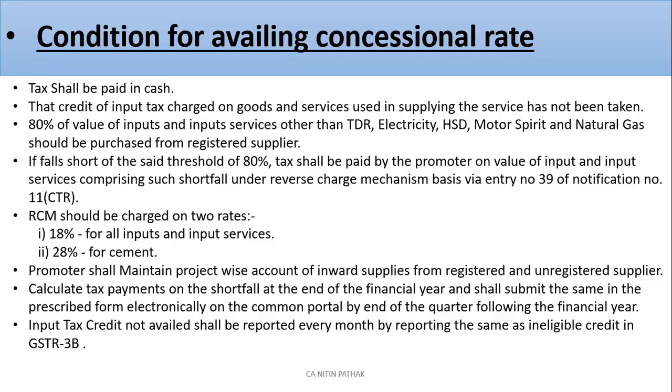Whatever the 80% computation is for the financial year ending 31 March, you have to do it, and in quarter 1 of the next financial year you have to go and submit the details electronically.